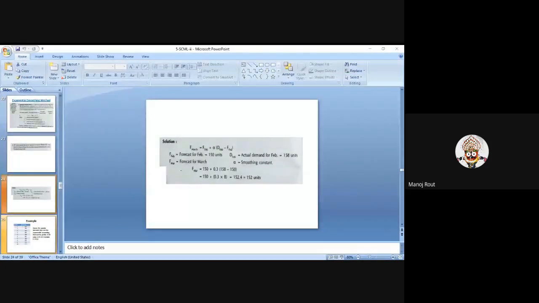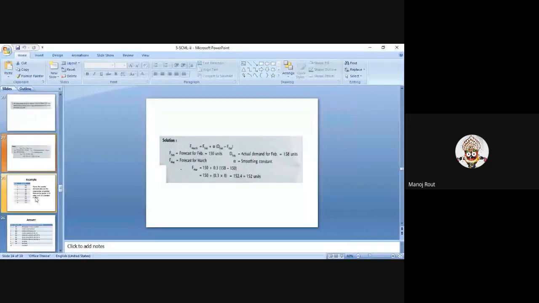Just note down. Then we'll proceed to another example. Okay, all of you finished?